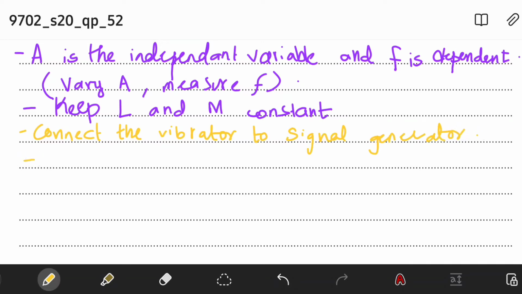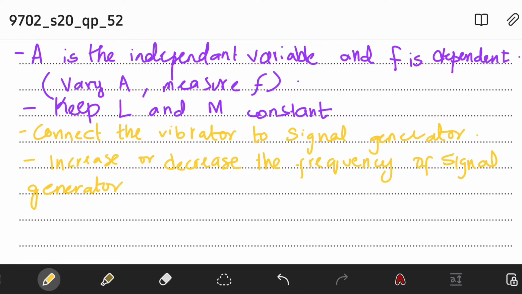Now with the help of signal generator, increase or decrease the frequency of signal generator until a stationary wave is observed.